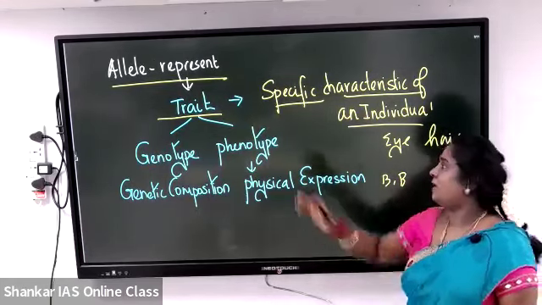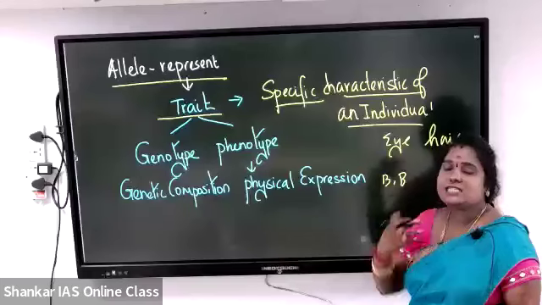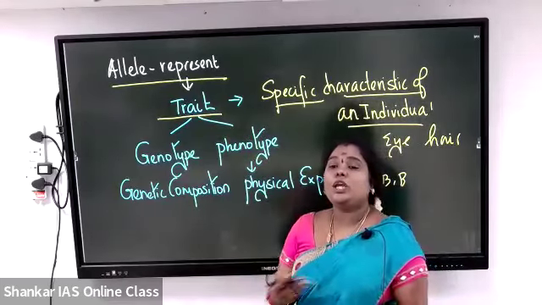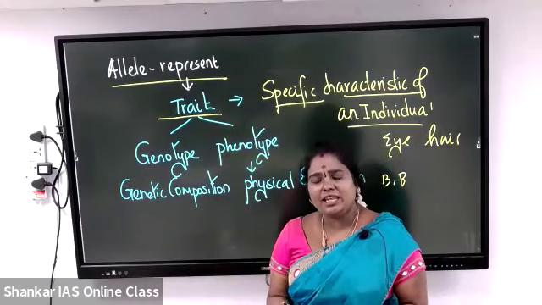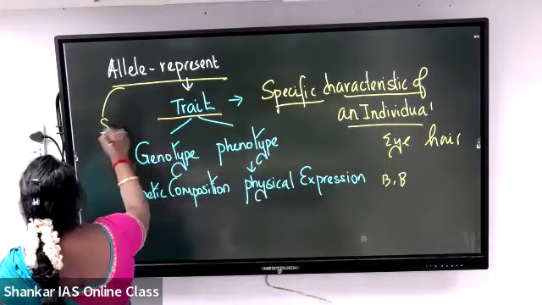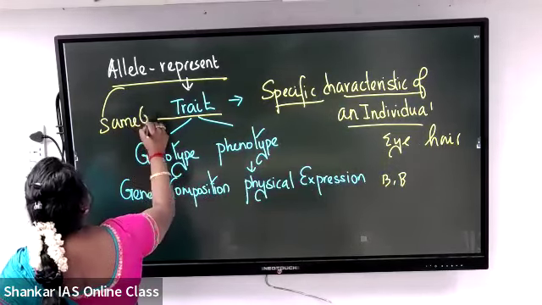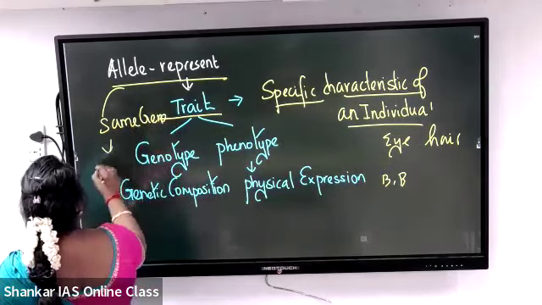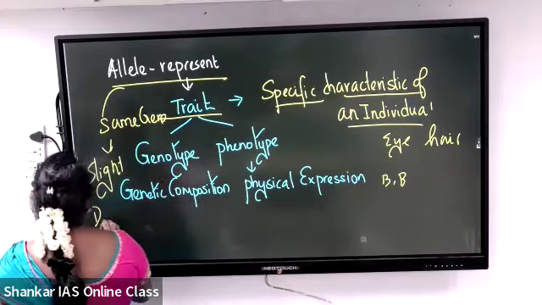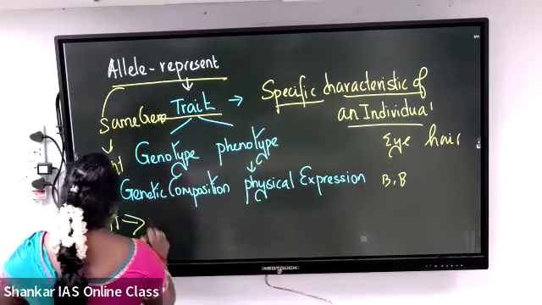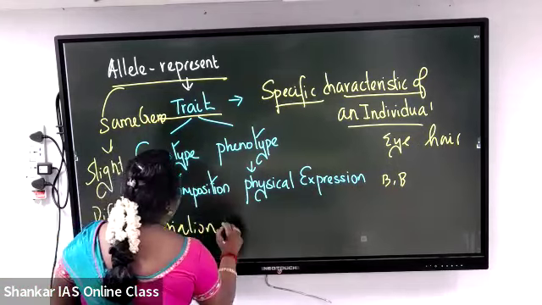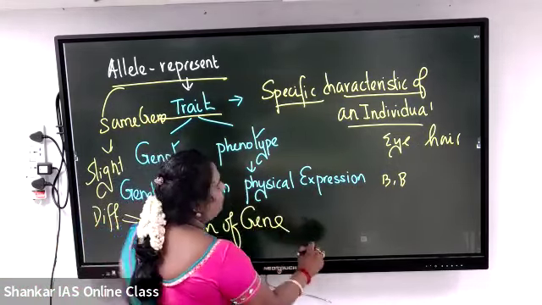So this is nothing but the trait. When an allele is able to carry the information for a particular trait, we call them alleles. What do you mean by allele? They are the same genes. Allele means they both contain the same gene, but they have a slight difference. That is why we call it an allele, a variation of a gene.